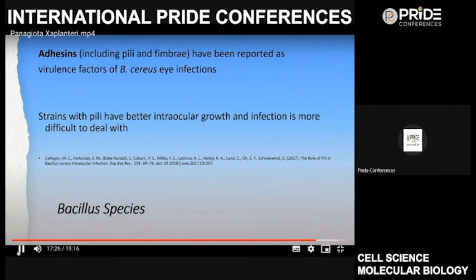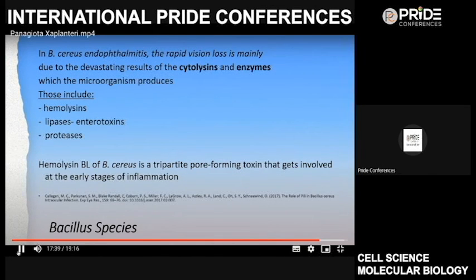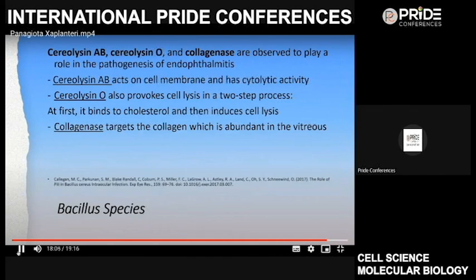Adhesins, including pili, have been reported as virulence factors of bacterial cellular infection. Experiments with flagella show better intraocular growth and infections. In Bacillus endophthalmitis, the rapid vision loss is mainly due to the devastating results of the cytolysins and enzymes which the microorganism produces. Those include hemolysins, lecithinases, enterotoxins, and proteases. Hemolysin BL of Bacillus is a tripartite pore-forming enzyme that gets involved at the early stages of inflammation. Cereolysin A, B, and O, and collagenase are observed to play a role in the pathogenesis of endophthalmitis.